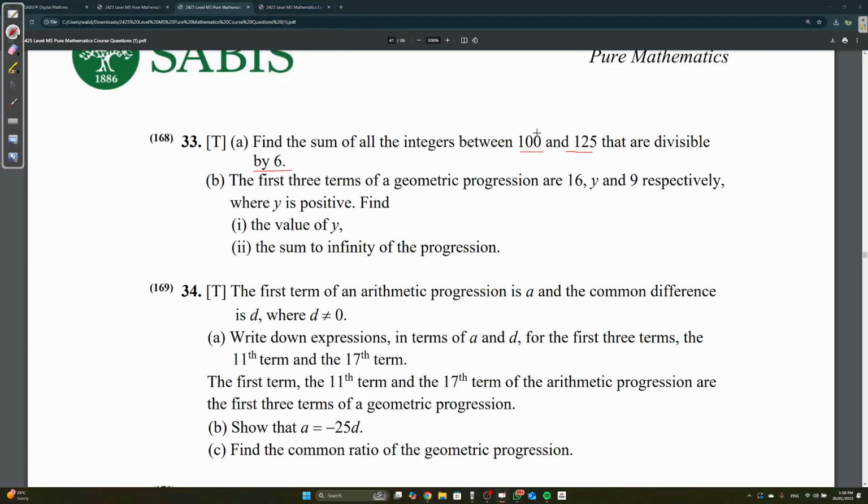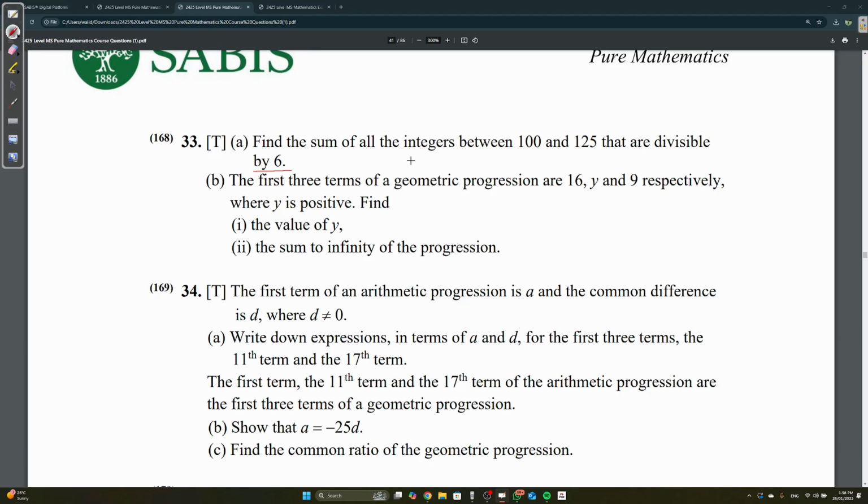So obviously, between 100 and 125, it's a very small bound. So personally, what I would do, I'd start at 102, 108, and whatever, keep on going, and just add them up. But since we're doing it in the arithmetic progression way, if you get in the exam, what if they gave you between 1000 and 2000, you know?